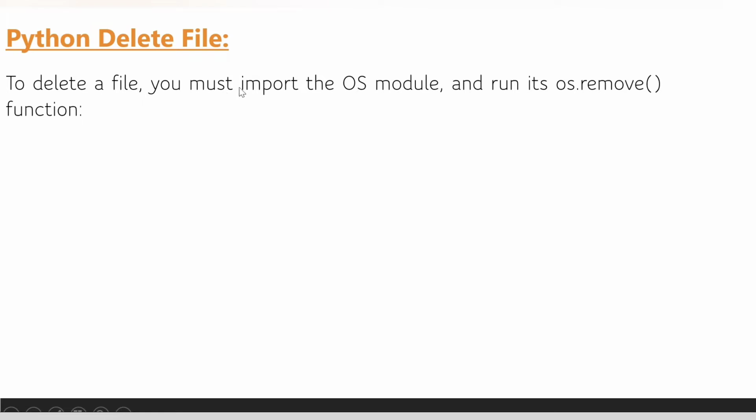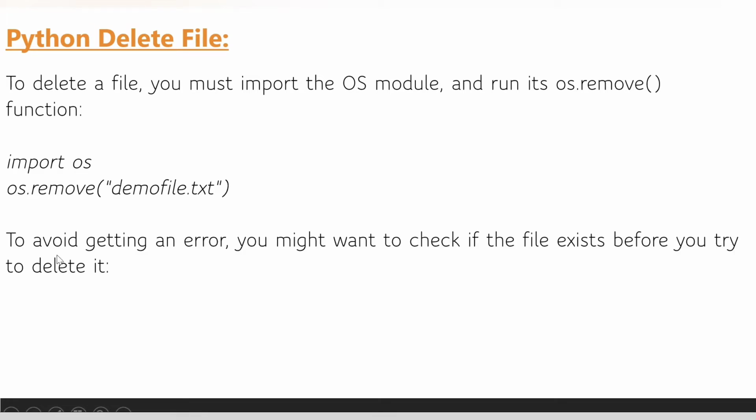To delete a file you must import the OS module and run its os.remove function. So this is the module you need to import in your code and make use of this remove function. You can import the module with the help of the import keyword, then the name of the module, os, and directly specify the method remove and the name of the file here.